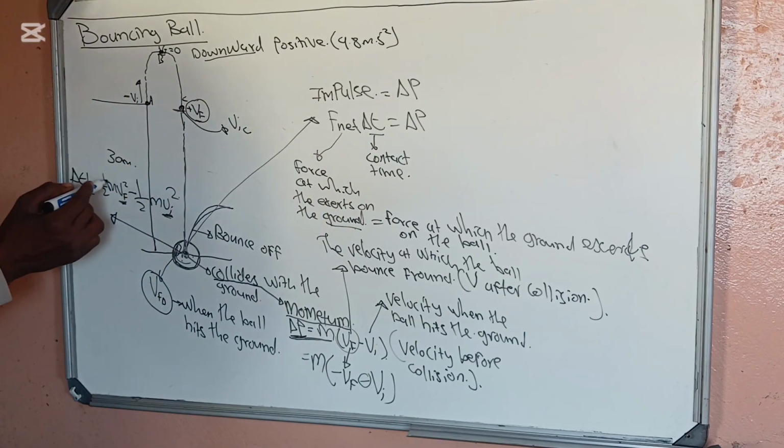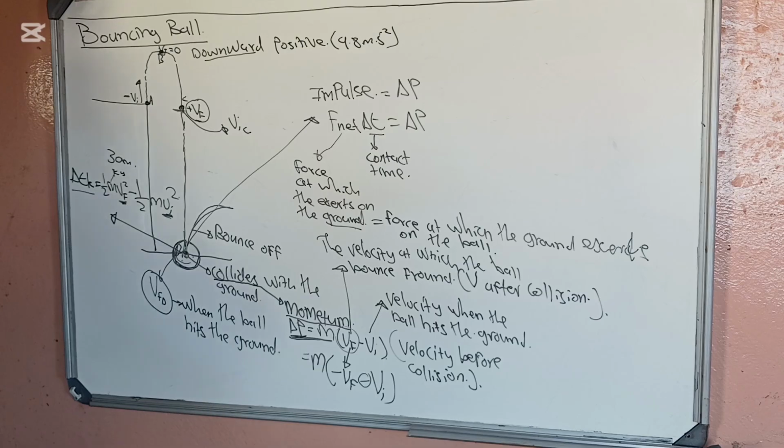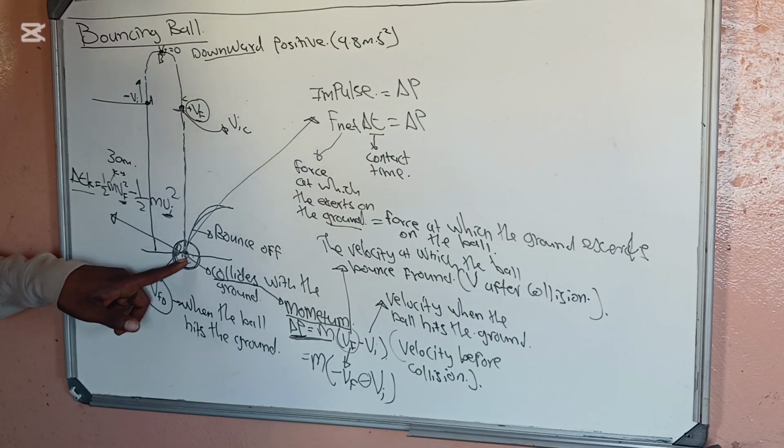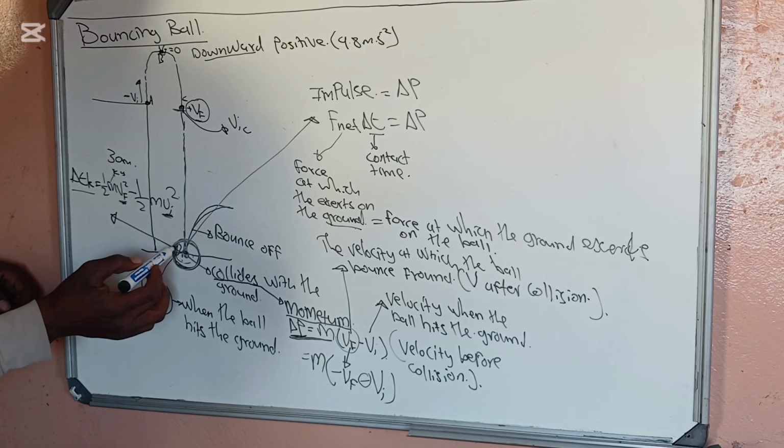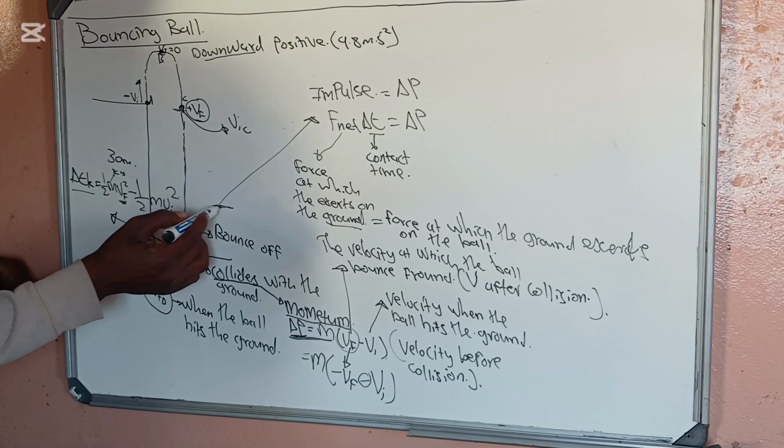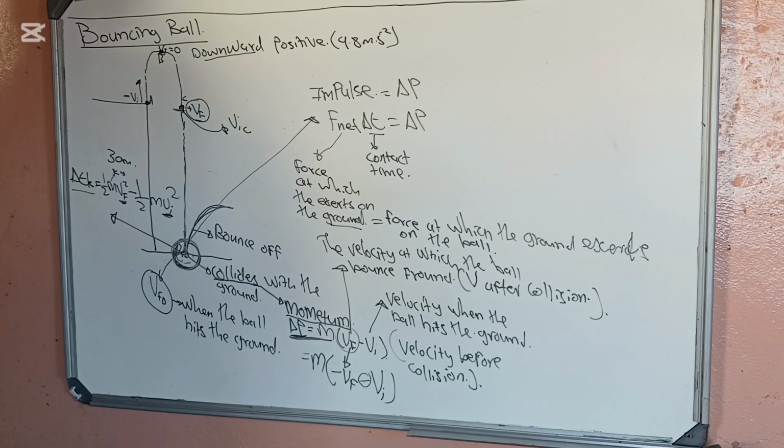All right, now this will be your mass in kilograms. Now, as long as a bouncing ball, please always apply momentum here. And your initial velocity is before the collision, which is the velocity at which this ball hits the ground. And the final velocity is the velocity after the bounce. Now, in my next lesson, I'll do one example of this type of question.